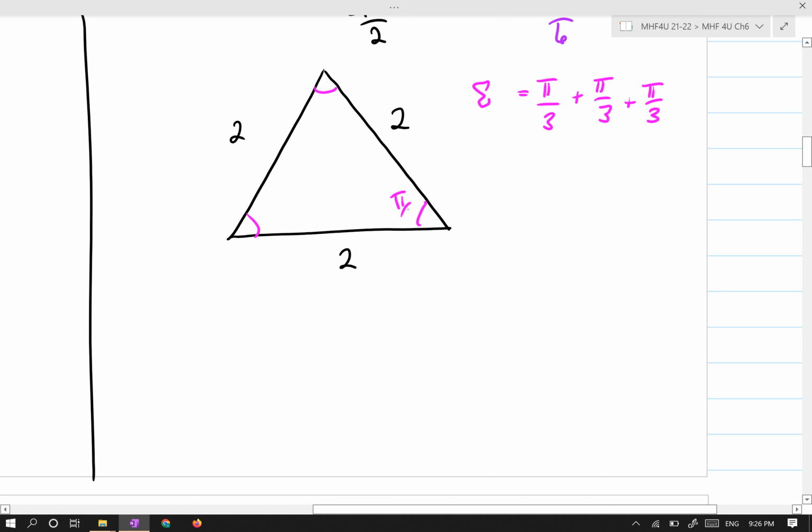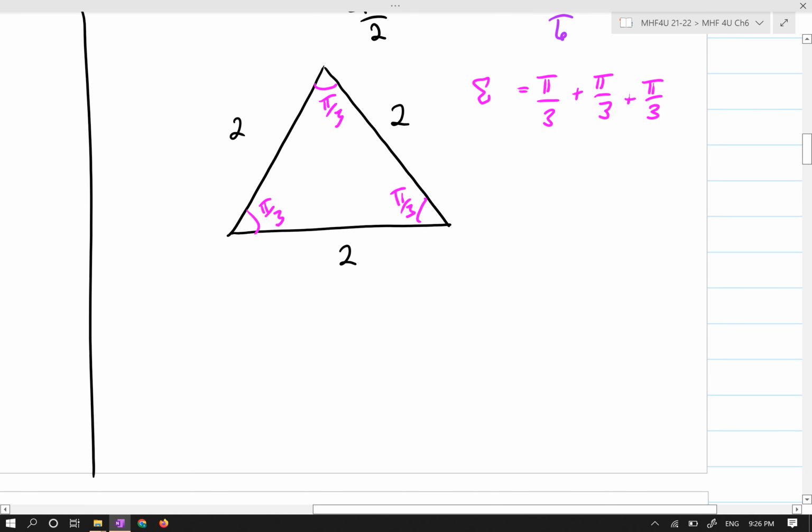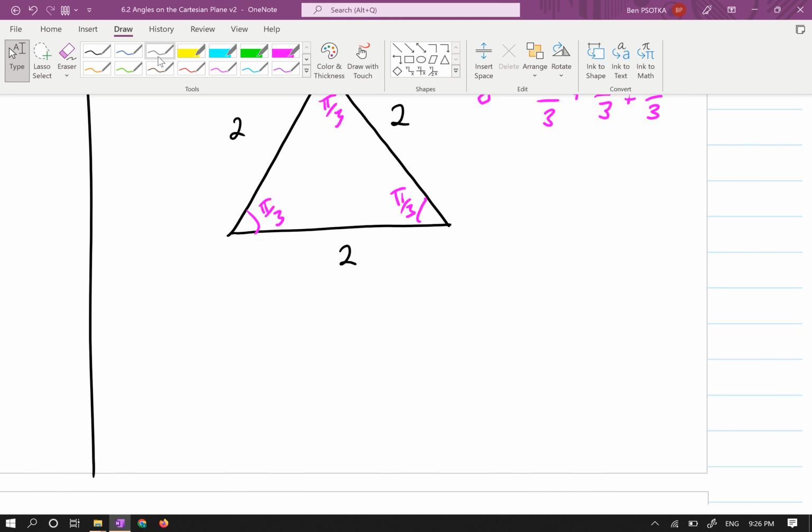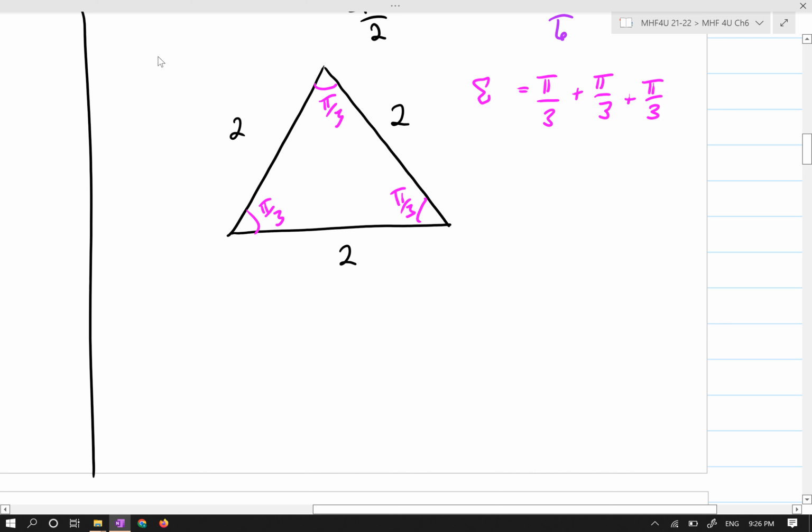Okay, great job, us. We have pi over 3 here. We have pi over 3 there. We have pi over 3 down here. Now, the next step, and I'm hoping actually you weren't working in pen here, the next step is to take our triangle and cut it in half.